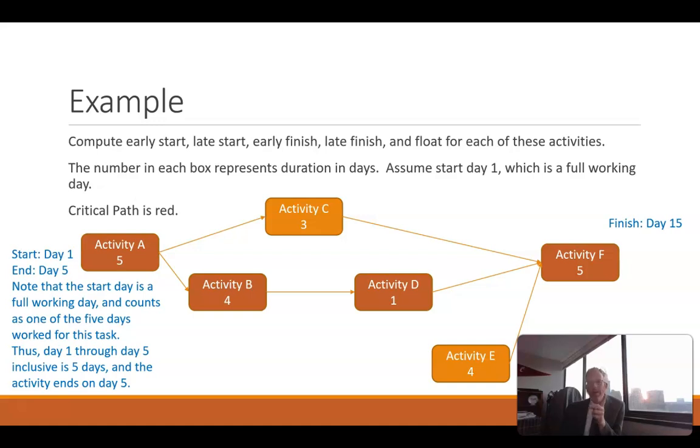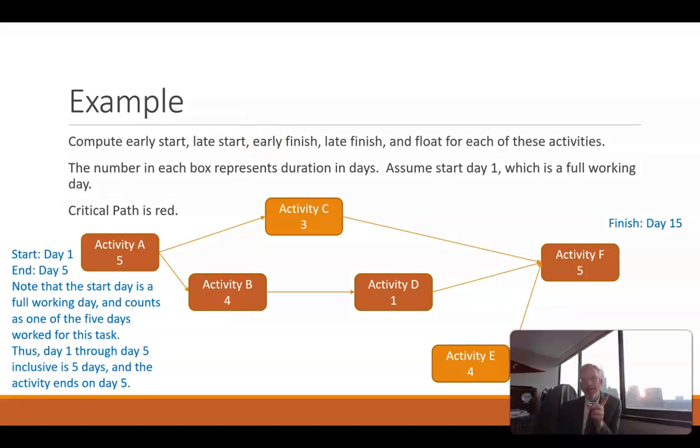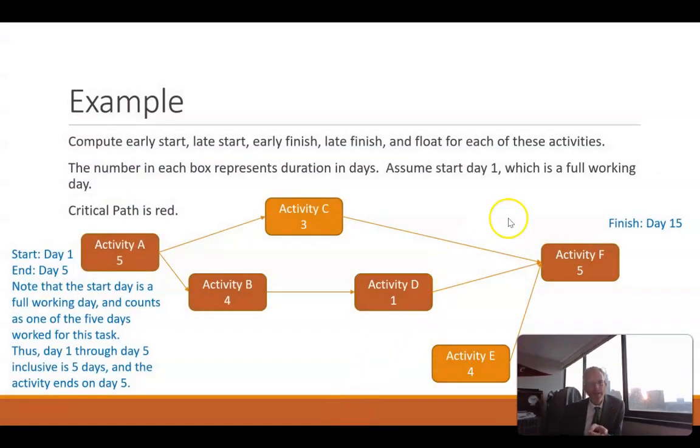Well, if activity F cannot begin until the beginning of day 11, we know that activity C has to be finished by the end of day 10. And if activity C takes 3 days, and we do those days in order, then day number 10 will be the last, then day number 9, then day number 8. 3 full days, 8, 9, 10. So that gives us a late start of 8 and a late finish of 10.